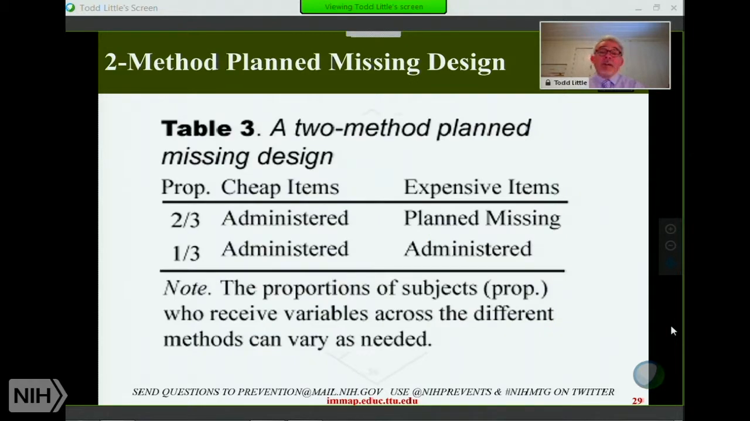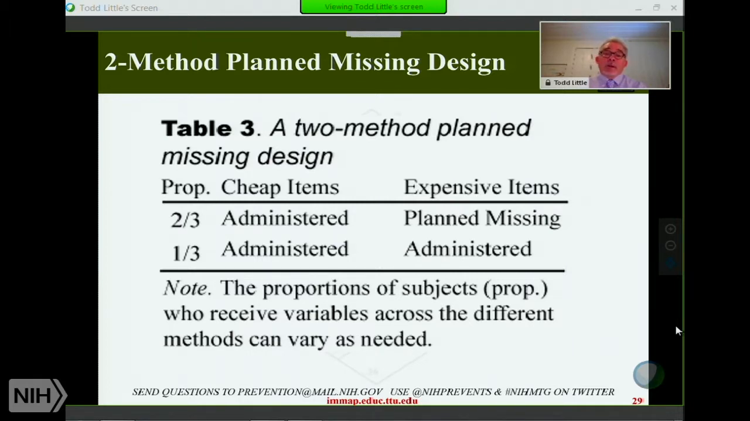All right, now the last design that I want to talk about before we get to the question and answer period is the two-method plan missing data design. Now the two-method plan missing data design is actually a method where we can increase power by leveraging what we know about both missing data as well as latent variable modeling.